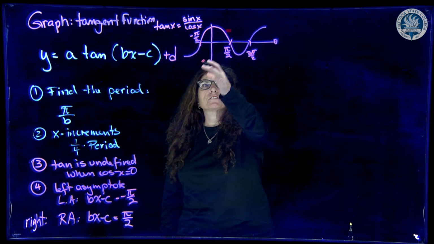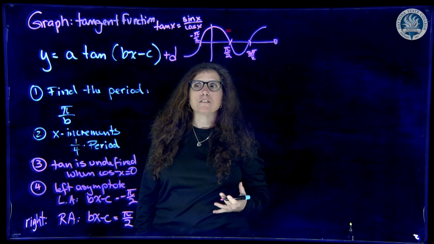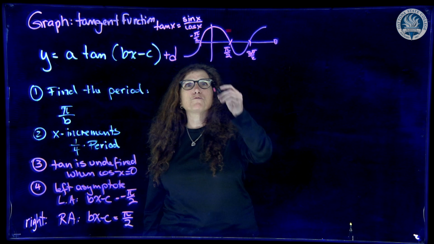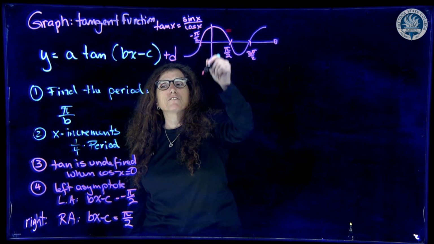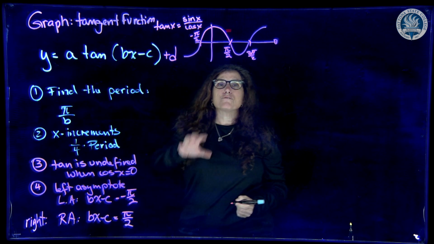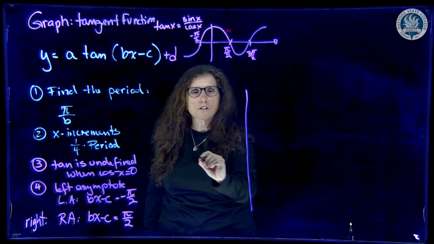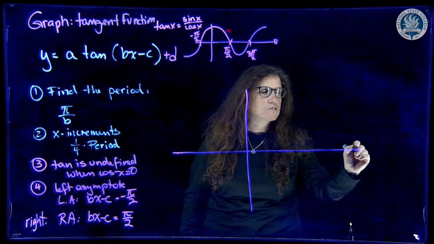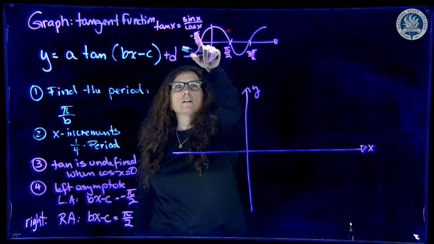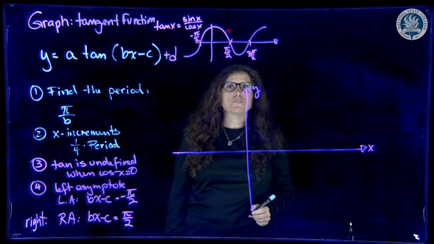So I have a little sketch here of a cosine graph, and that means if I want to graph a tangent function, it is undefined every time the cosine is equal to 0. So when we graph tangent functions, we have to deal with what are called asymptotes, because if the cosine is equal to 0, then we know that the tangent function is not defined.